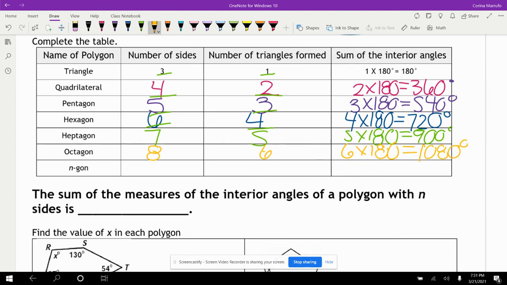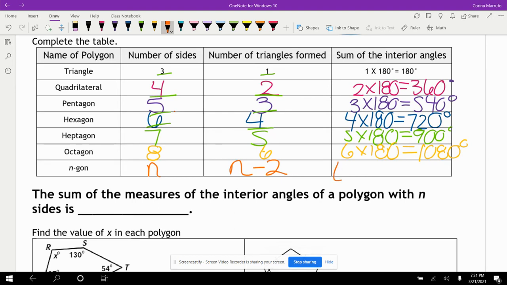Okay. So if we're trying to find the number of sides of any, or we have any number n here, which is an n-gon, that means that we have n number of sides. The number of triangles that we can form is you take the number of sides and subtract 2. Because remember, 8 minus 2 gives us 6. 7 minus 2 gives us 5. 6 minus 2 gives us 4. 5 minus 2 gives us 3. So that's the pattern here. You take your number of sides and you subtract 2.